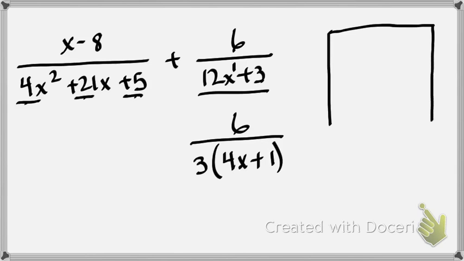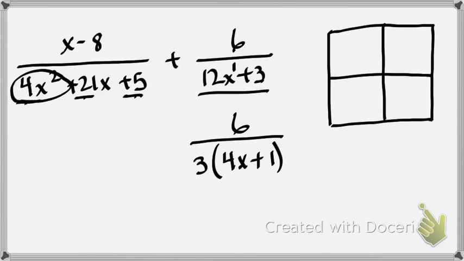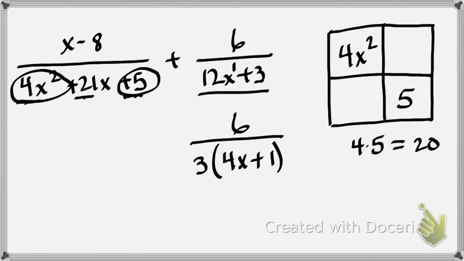So off to the side here, let's put our box down. Remember, the first term goes inside the first box, and the last term goes inside the last box. And then we multiplied the two numbers inside, ignoring the variables, and we got 20. Now, just like on the last type of factoring that we did, we're going to figure out what multiplies to 20, and those same two numbers have to add up to our middle term, which is 21x.